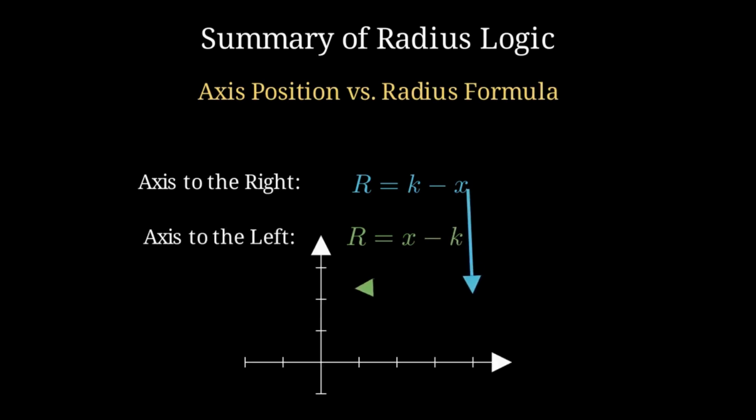If the axis is x equals 5 and your curve is to the left, the radius is 5 minus x. If the axis is x equals negative 2 and your curve is to the right, the radius is x minus negative 2, or x plus 2.